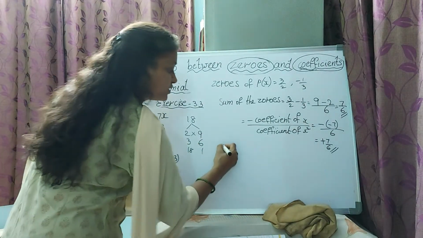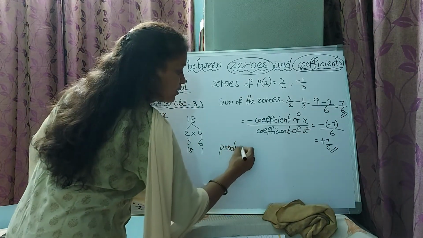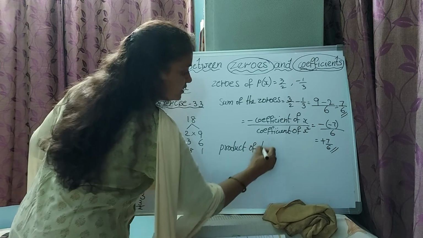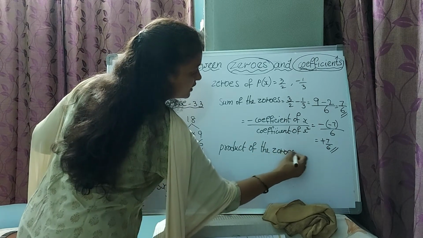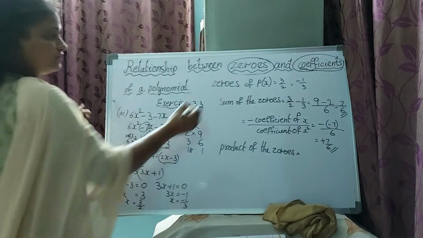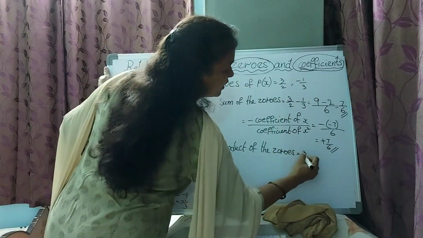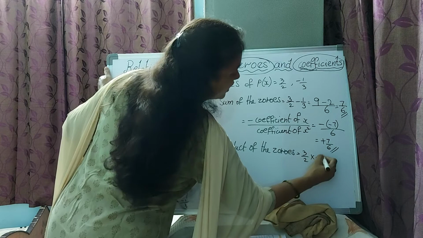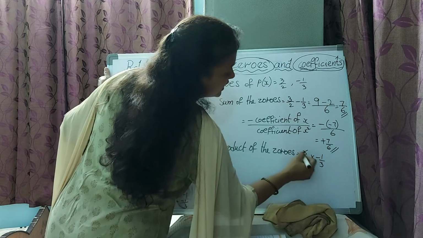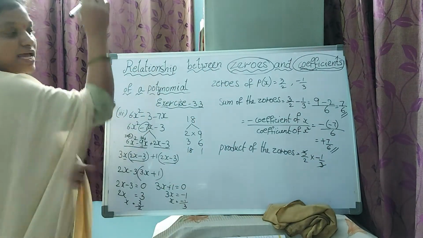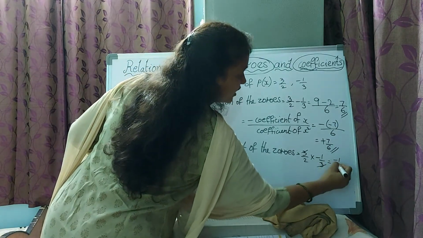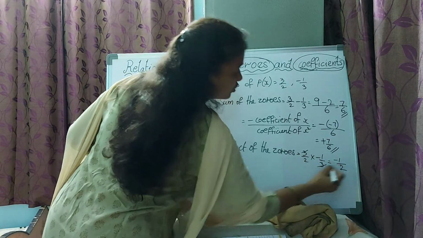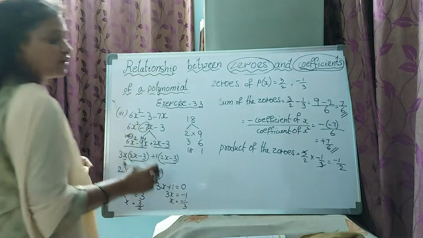Now we'll see the product of the zeros. What is the product of the zeros? These two: 3 by 2 into minus 1 by 3. So 3, one in the numerator and one in the denominator, gets cancelled. Multiply the numerators, minus 1, and the denominators, 2 1s are 2. So minus 1 by 2 is the product of the zeros.